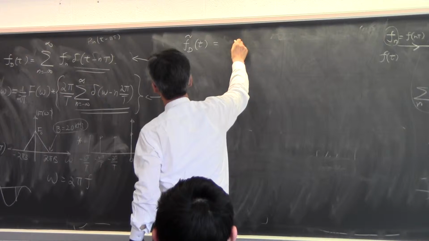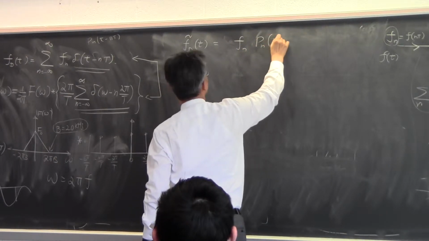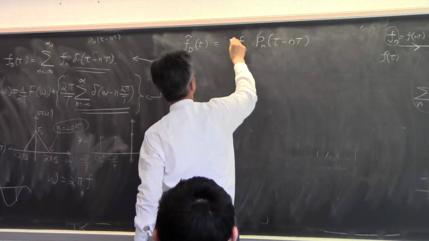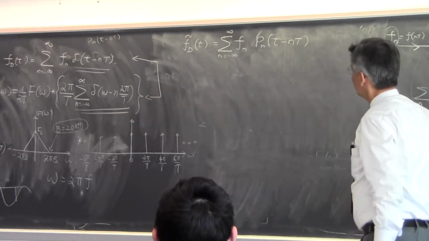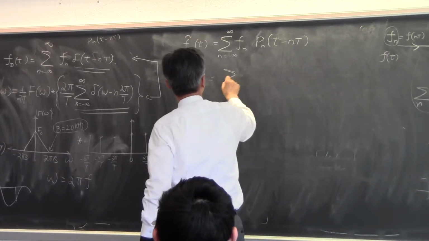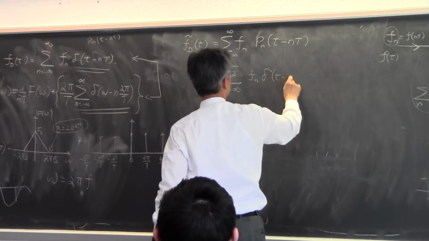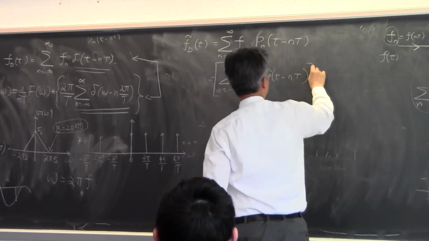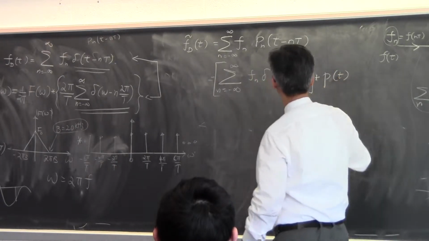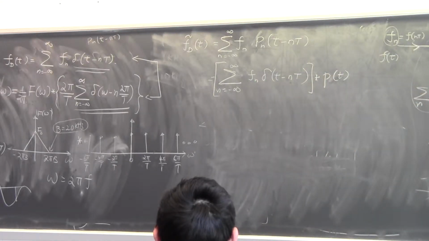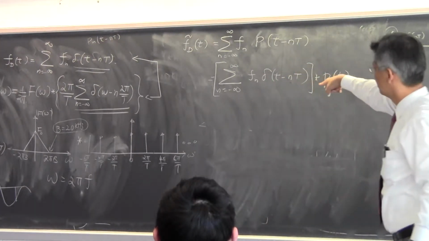It's equal to the sum of Fn p of t minus n tau. I work with this instead of that. This thing can be thought of as this thing convolving with p of t. If I convolve this with the above, maybe I don't need to put a Pn there. If I convolve this with that, I get the above.